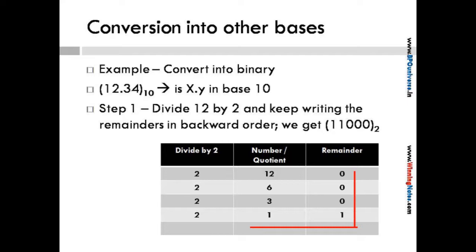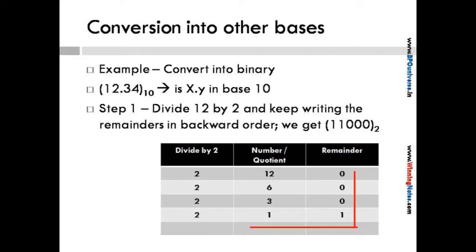counting backwards. So we will write the number as 11000 in binary form, or otherwise we could have written 0 on the rightmost side, next 0 on the immediate left, next 0 on the immediate left, and then write 1 and 1. So this was a little bit easy part.